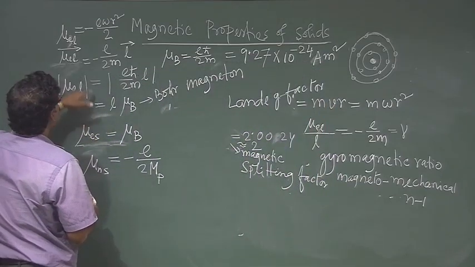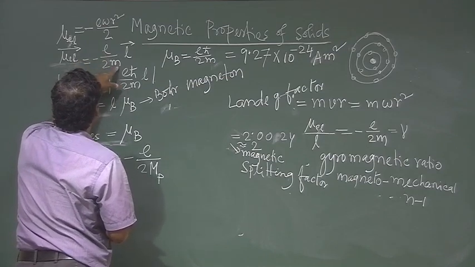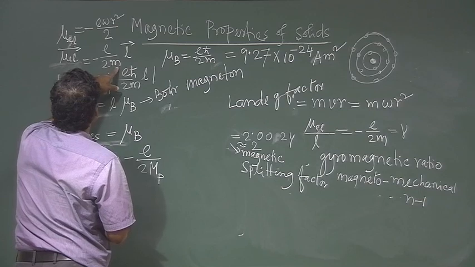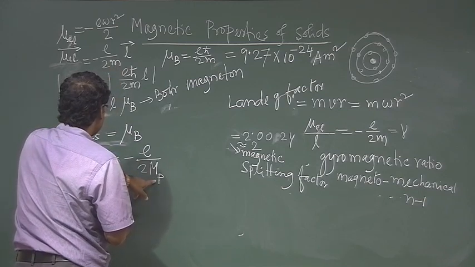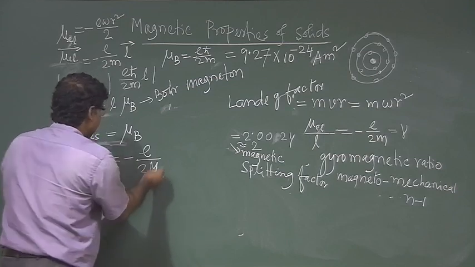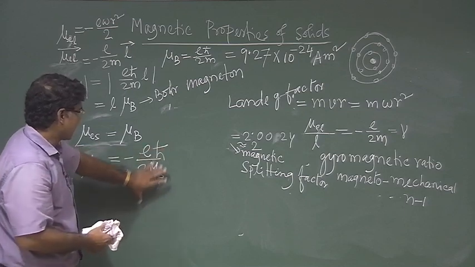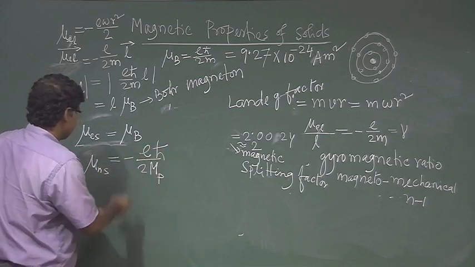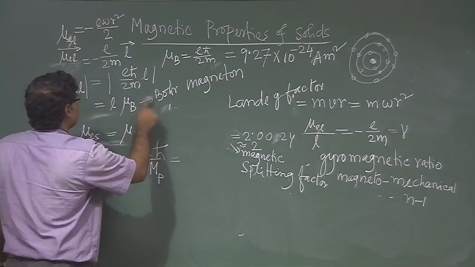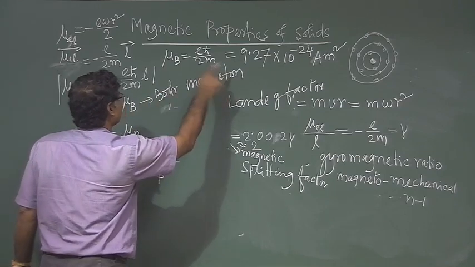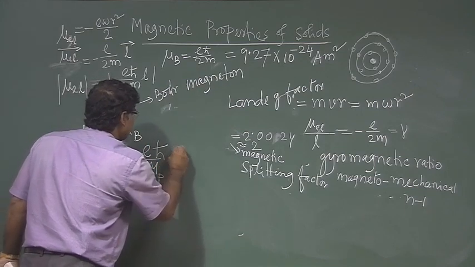So, whatever m was in the case of the electron is replaced by the proton mass, and the resulting unit of magnetic moment, similar to the Bohr magneton, is called the nuclear magneton. This is called the nuclear magneton.